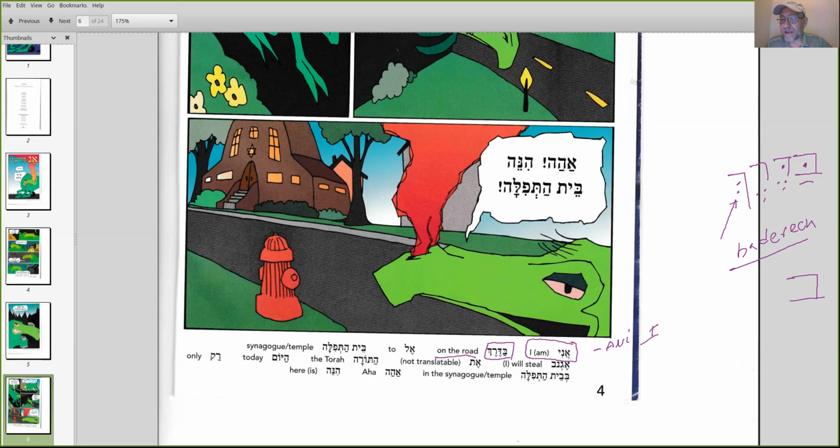So let's put our bet in here now. Patach, dalet, resh, and haf sofit. Okay, one more time. Bet, patach, dalet, segol, resh, segol, haf sofit, baderech, on the road.